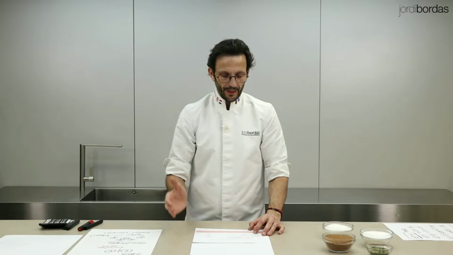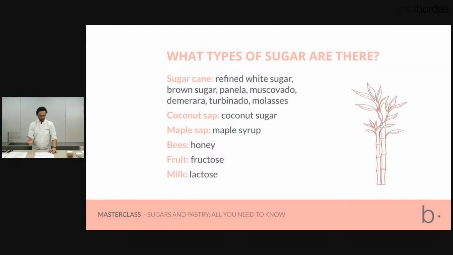Here, I already explained sugarcane, that we have many names. Refined white sugar is the white one, but then we have brown sugar, panela, muscovado, demerara, turbinado, this is in Spanish, molasses, and here the composition changes a little bit. That means that these different names give us different kinds of sugar, and the variation will be the composition that we have of saccharose and then molasses, and how much molasses we have inside. Okay, different sugars with different flavors also.